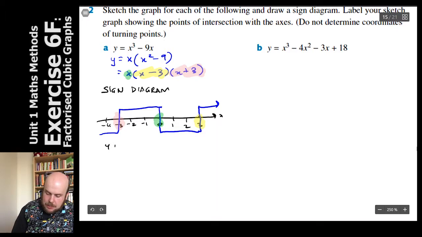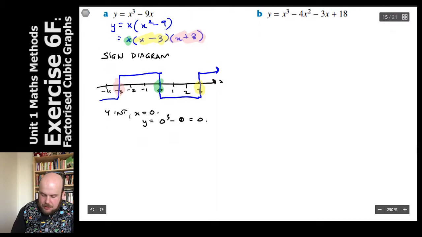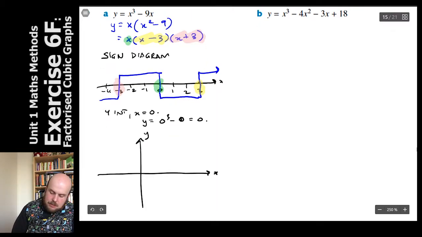So what I'm going to do is find the y-intercept when x equals 0. Well, it's going to be 0, 0, isn't it? So y is equal to 0 cubed minus 0, which is 0. So let's draw this. It's going to look like this.